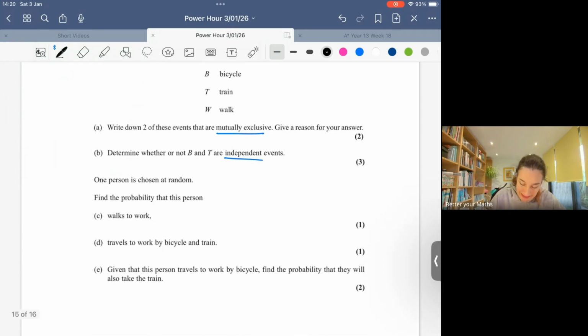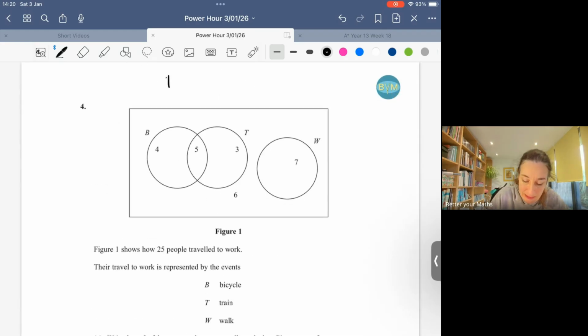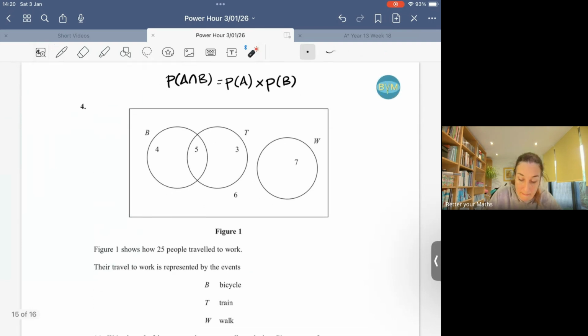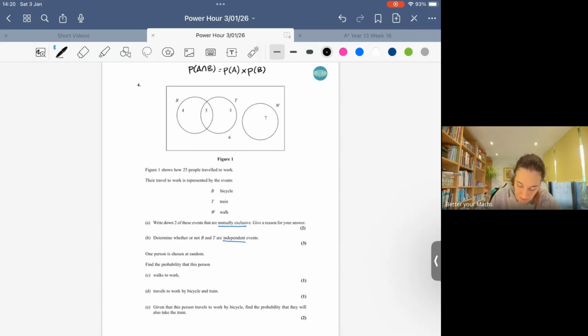Two events are independent if the probability of the intersection is the product of the probabilities. Don't start thinking if one affects the other, don't do that. Just use the probability. So in this case, we have to check B and T. The probability of the intersection between B and T is 5 out of 25. We have 25 people and there are 5 people here. So 5 out of 25.